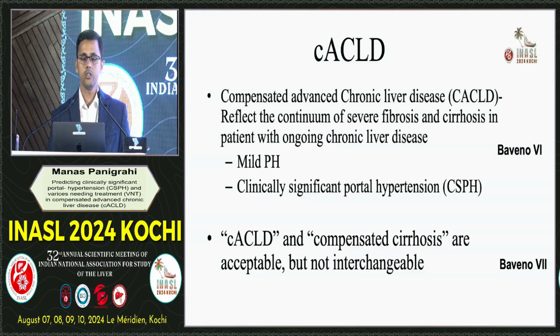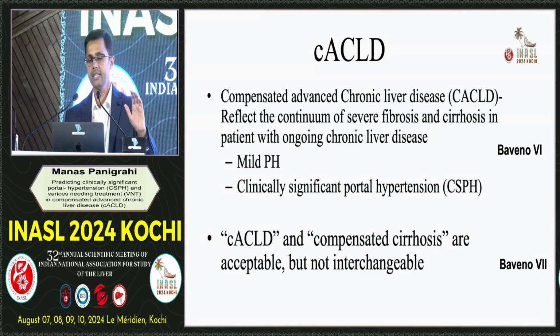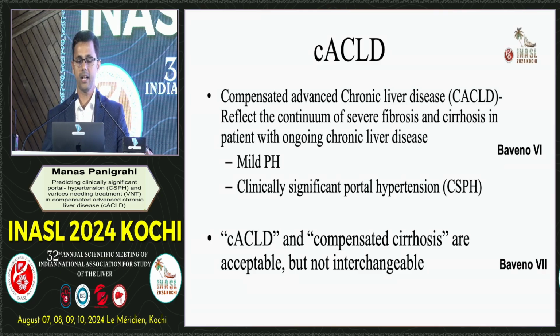So this new terminology, cACLD, came into existence in Baveno 6 in 2015. This is compensated advanced chronic liver disease, which reflects the continuum of severe fibrosis and cirrhosis in patients with ongoing chronic liver disease. So having HVPG more than 5, up to 10, it's mild portal hypertension, 10 or beyond is clinically significant portal hypertension.